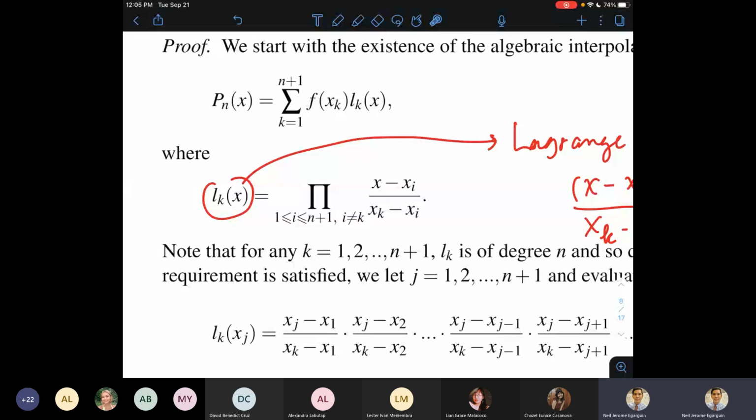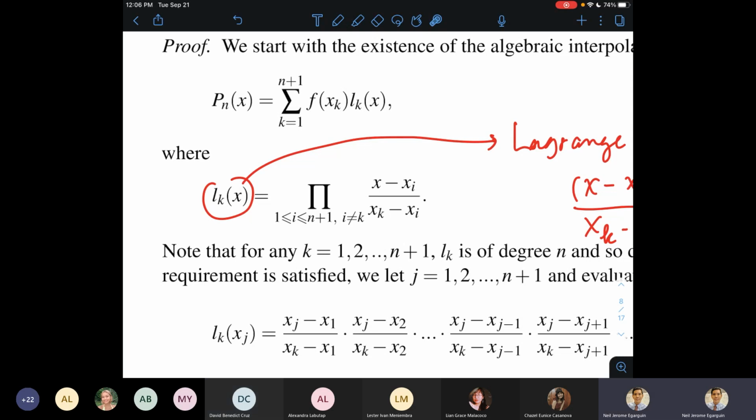So can anyone tell me how many factors or what is the degree of LK? Actually, nandun na sa module yung sagot, no? Pero assuming di nyo pa siya nababasa. Sir, nakalagay po dyan na degree n siya. Kasi po from 1 hanggang n plus 1, except yung k po. So, bale, I think tama po ba k is between 1 and n? Di n lang po natira. So, n degree po siya. Yeah, thank you, David. That's correct.